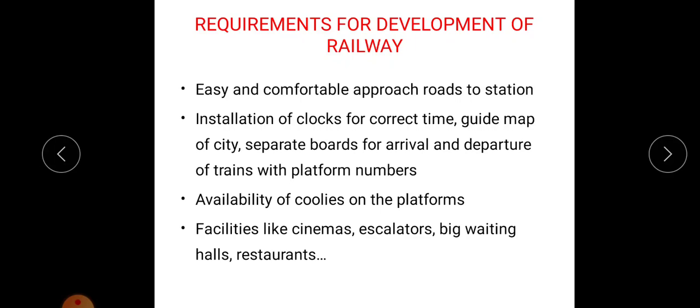Next is availability of coolies on the platforms at stations, and also facilities like cinemas, escalators, big waiting halls, underground passages leading to important places of the city, and restaurants, etc. So these are the additional requirements provided at the railway station. These are the requirements for development of railways.